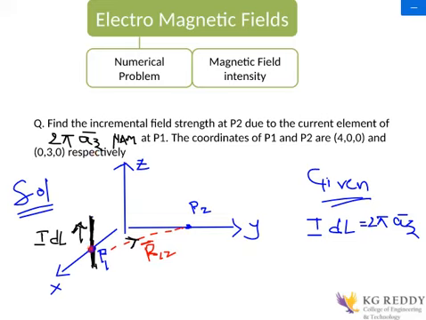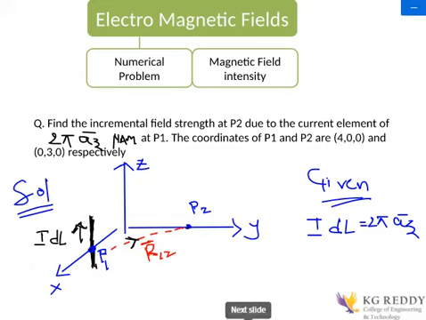So first of all, we have spotted this here, because he has given that this current element is at P1, and we are finding the magnetic field strength at point 2. The point 2 is located at 0, 3, 0. The point is spotted here, and I have joined a line between these two because we need to find the field strength at this point P2, due to this I dl. Now the distance is R1.